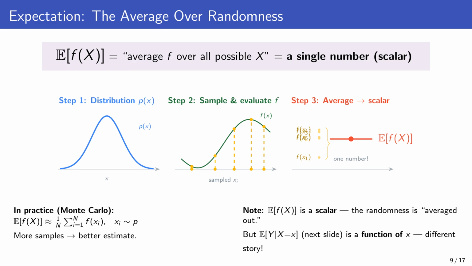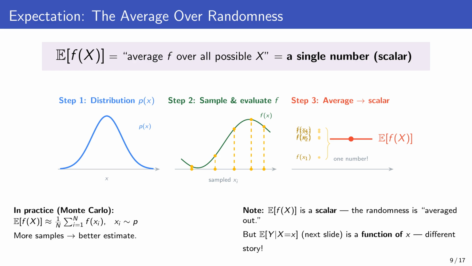In practice, we compute this with Monte Carlo sampling. Draw n samples from p, evaluate f at each, and take the mean. This estimator is unbiased. Its expected value equals the true expectation for any sample size n. Larger n just reduces the variance of the estimate. This is exactly what torch.mean does.